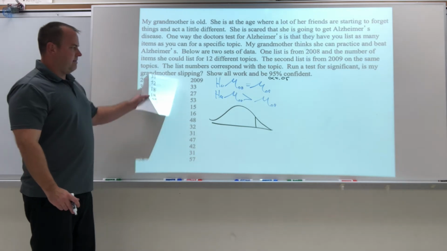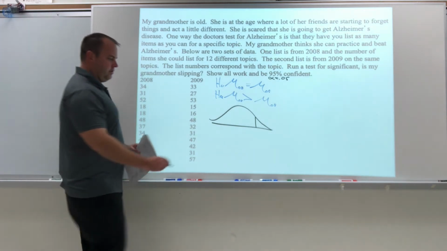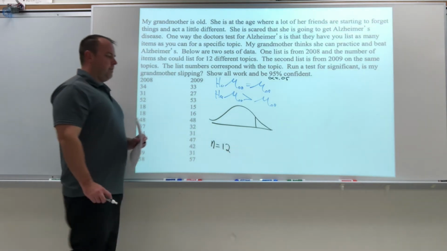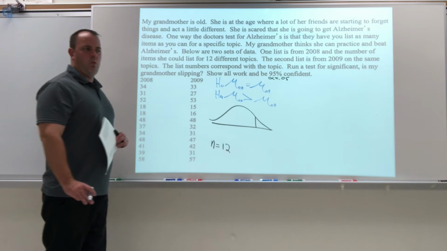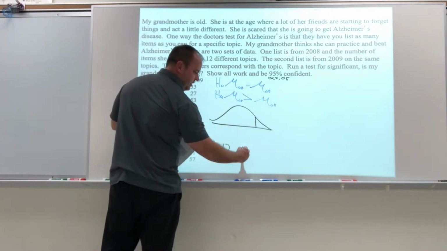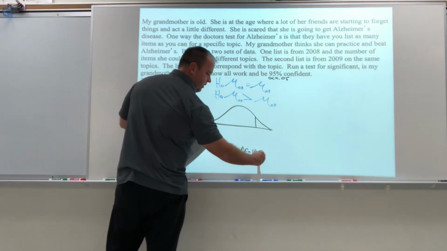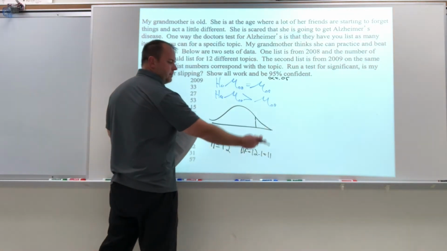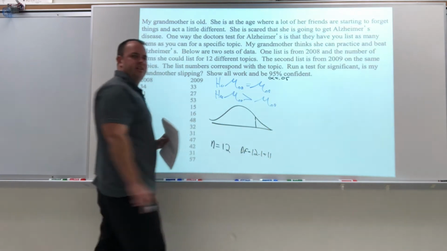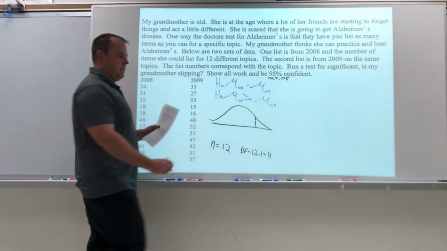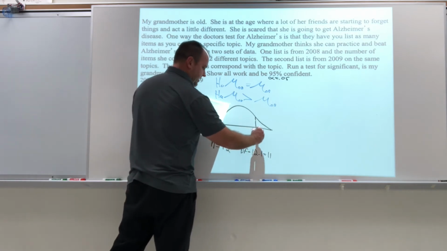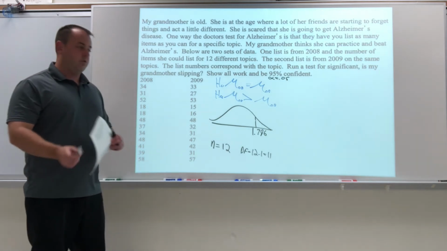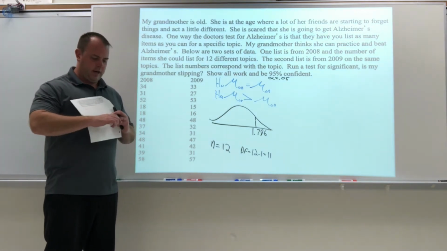We have 12 pairs here. So since there's 12 pairs, n equals 12. That means that we're going to be looking at 12 minus 1 degrees of freedom. So degrees of freedom, 12 minus 1 is 11. So there's all of our information. One tail, degrees of freedom is 11, and we're looking at 0.05. And we should have a critical value of 1.796. It's positive because it's on the right-hand side. So remember, normal number line, positive on the right-hand side.